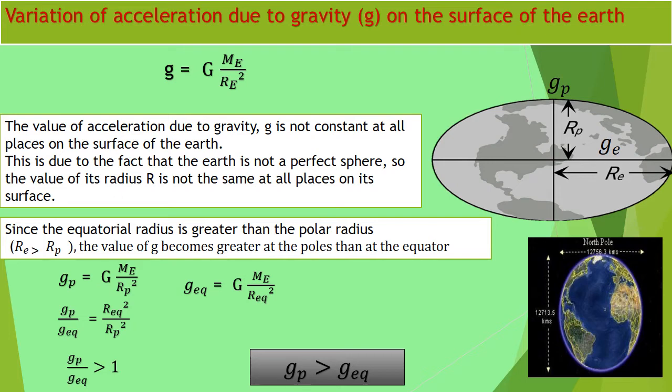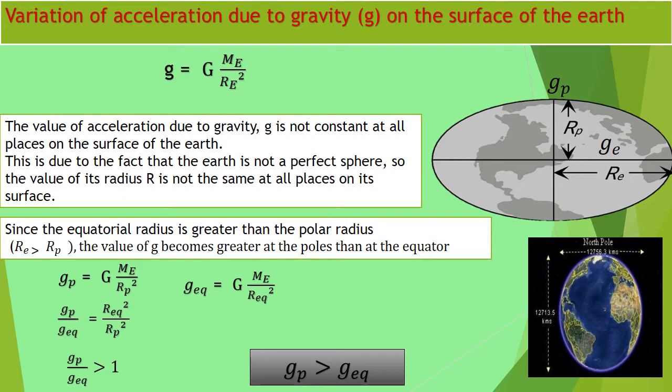Let us discuss the variation of acceleration due to gravity on the surface of the earth. Children, the acceleration due to gravity we know depends on the gravitational constant capital G, the mass of the earth and the radius of the earth. The gravitational constant is a constant and the mass of the earth is also a constant. So the value of g mainly depends on the radius of the earth. The radius of the earth is not the same at all places on the earth. It is because earth is not a perfect sphere.